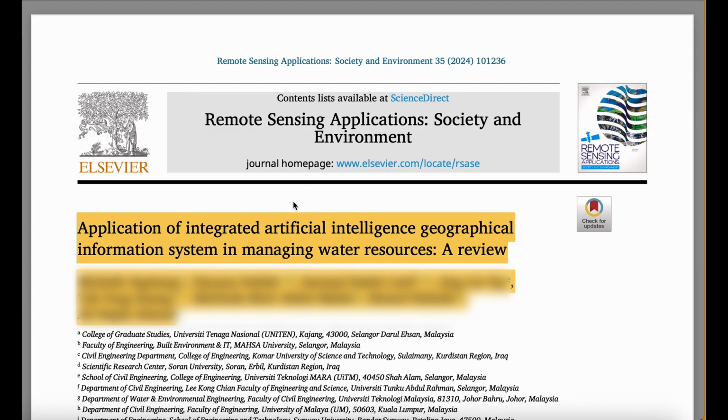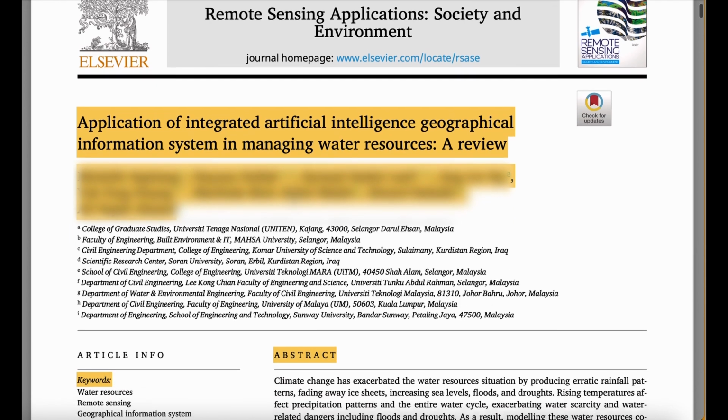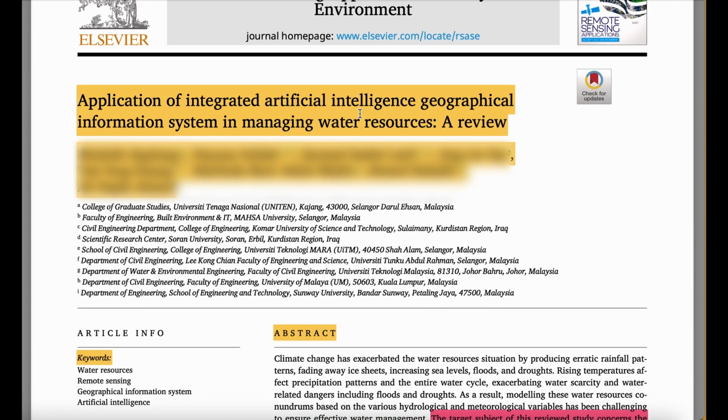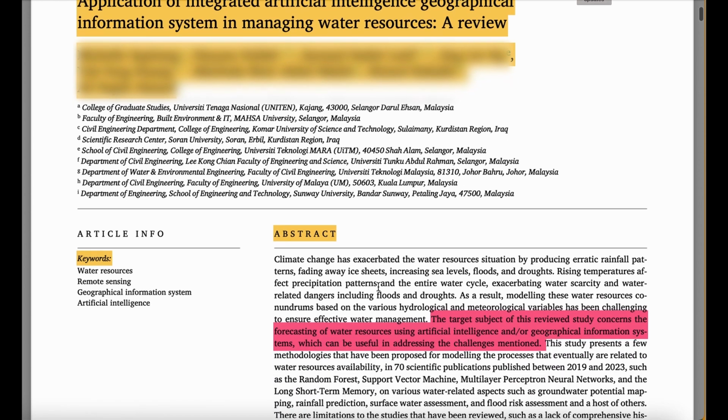Here is our second example for today's lesson, and this is for the scoping literature review type. So let's go and do the same as we did with the previous one. First, the topic is within the AI utilization for water management purposes. So let's take a look again at our title: Application of Integrated Artificial Intelligence Geographical Information System in Managing Water Resources, a review. So what this title indicates, at least, is that this was a review.